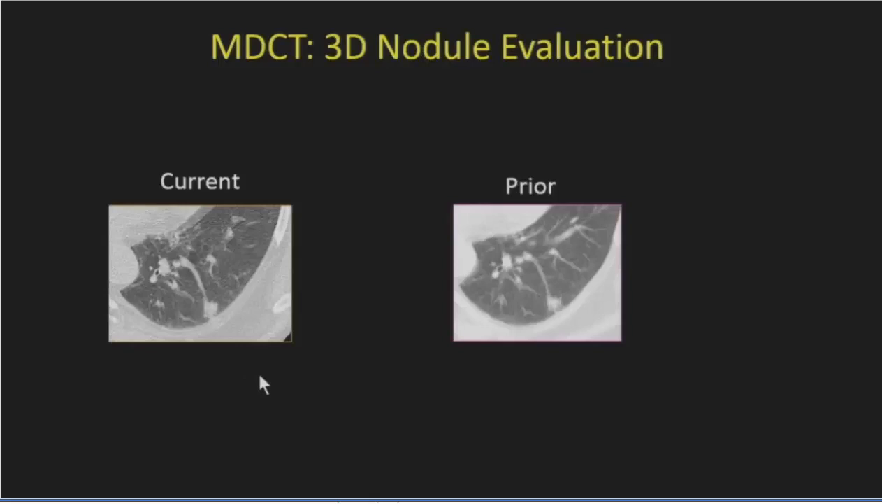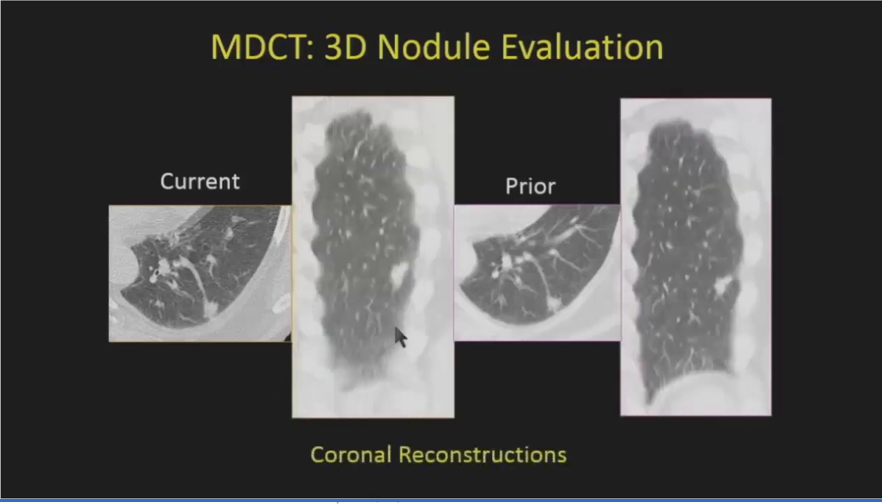Now with multi-detector CT, we are able to evaluate the nodule in 3 dimensions. And with this data, we can look at an image in the axial section. However, we can also obtain coronal or sagittal images, in which we have another view of a nodule, and we can better assess its overall shape and morphology. And we can see on the current and the prior comparison, we may not detect such an apparent change in a nodule, which may be more apparent in another plane.